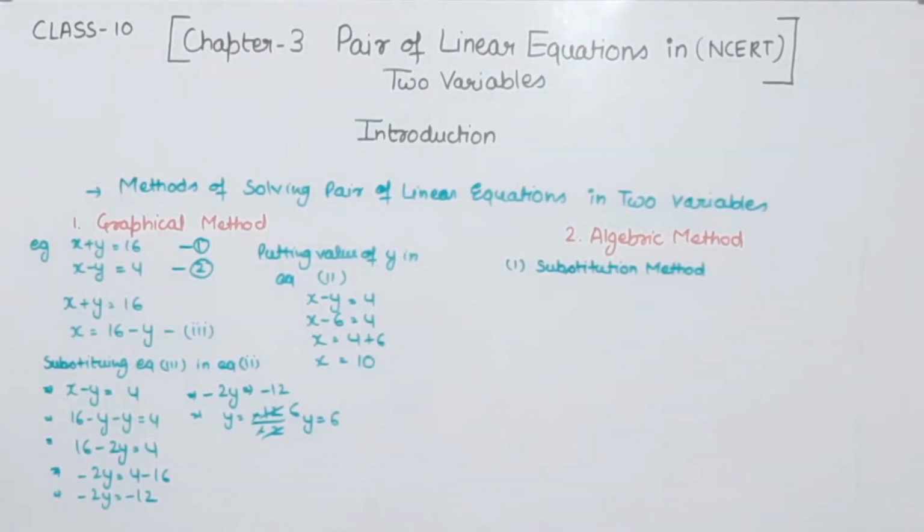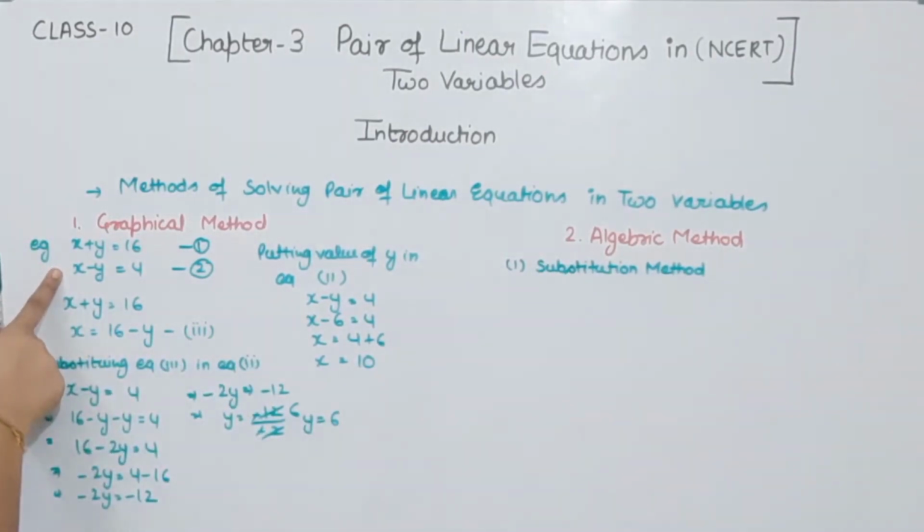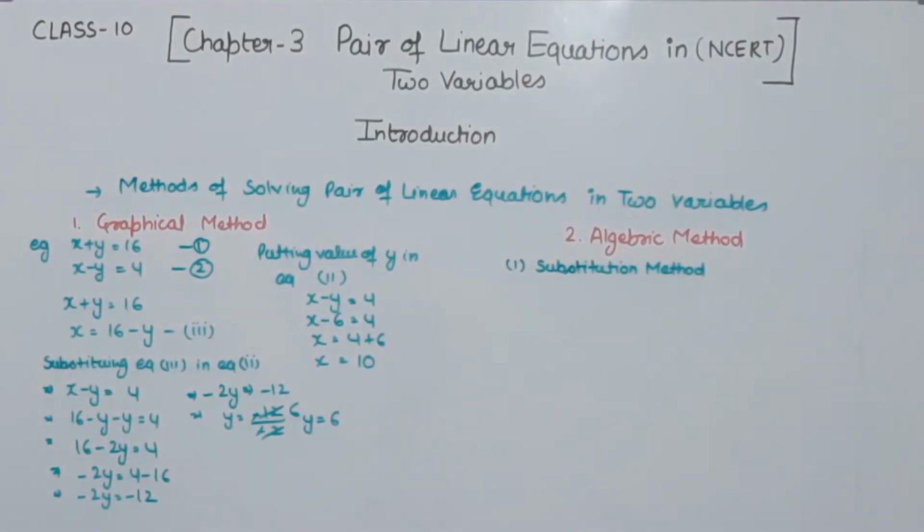So this one we are having is the substitution method. In this one we are going to take one equation and we are going to put that value in the second equation. Then we can find the value of the variables x and y. So this one we are having is method number 1, the substitution method.